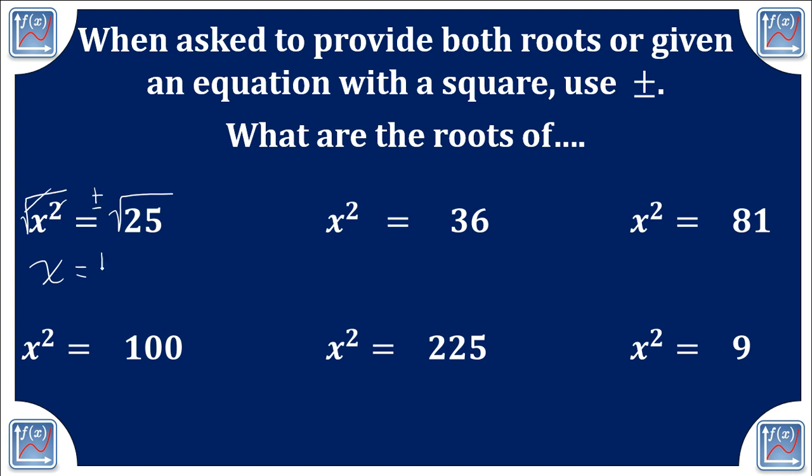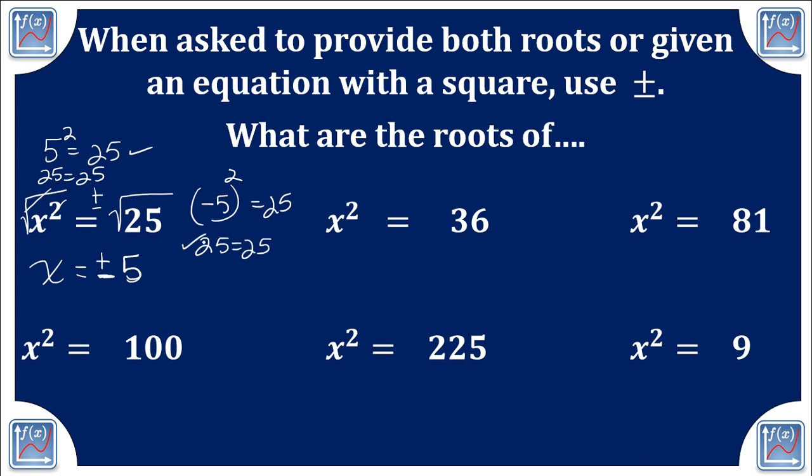So when I take the square root of 25, I get 5. So x could be positive 5. 5 squared does give me 25. It creates a true statement. But also negative 5: if I put negative 5 in for x and square it, do I get a true statement? Well, negative 5 times negative 5 is 25. So we do indeed get a true statement.